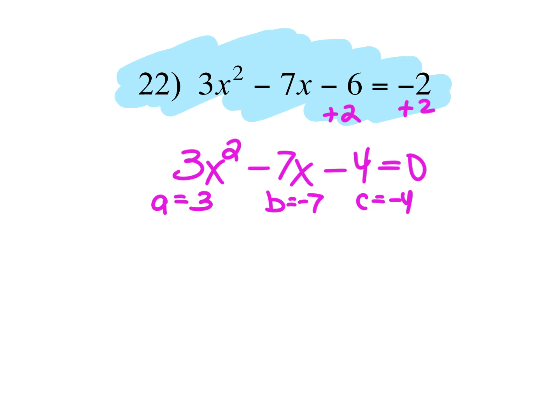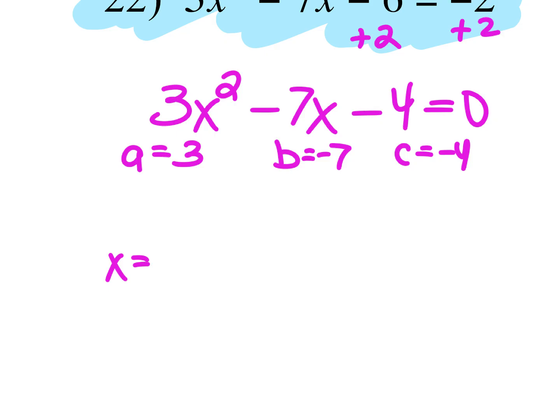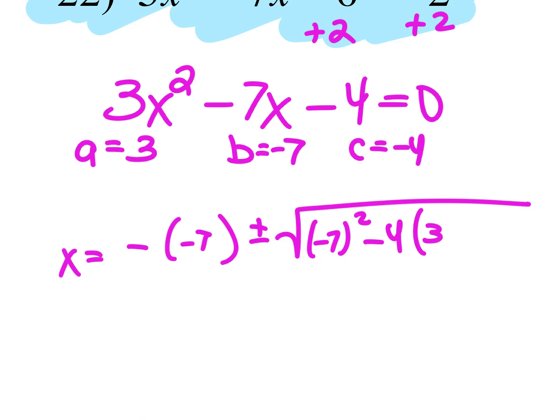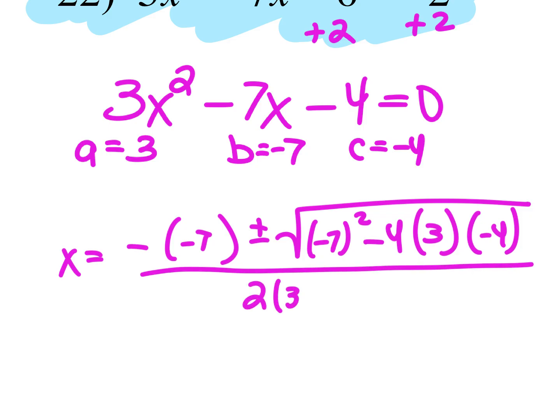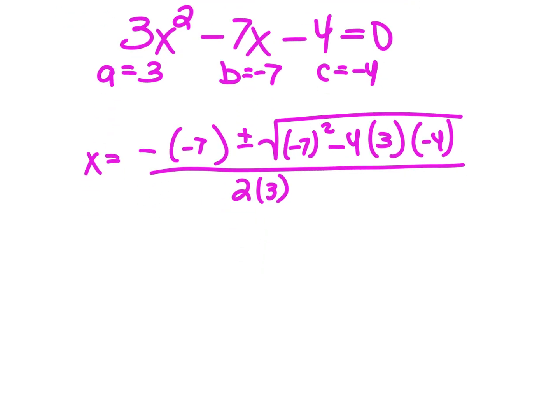Now you have everything you need to plug it into that formula. I'm going to say x equals negative b, so negative 7, plus or minus the square root of negative 7 squared minus 4 times a, which is 3, times c, which is negative 4, all over 2 times 3. Once we have all that in there, guys, you just simplify.